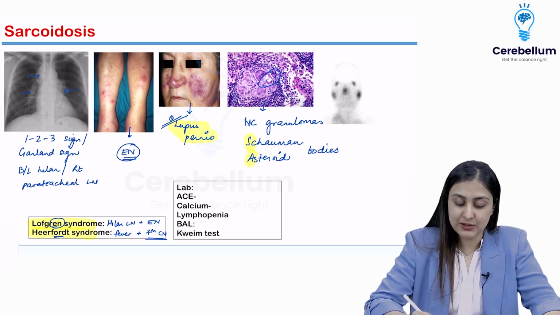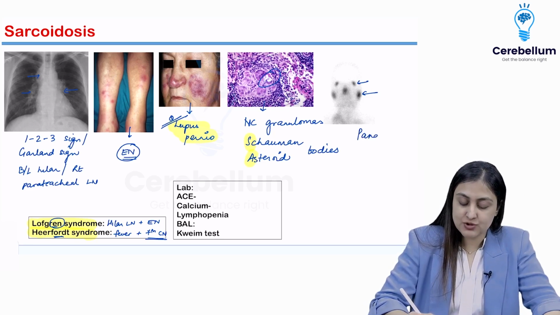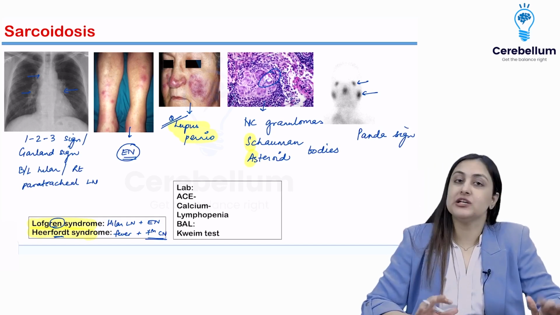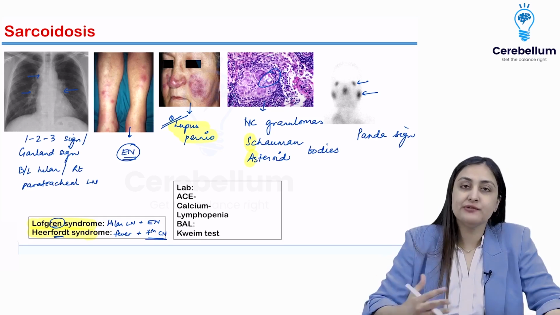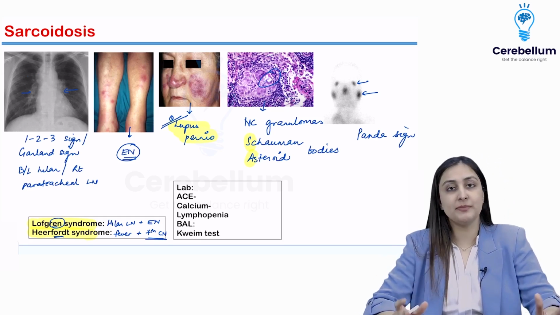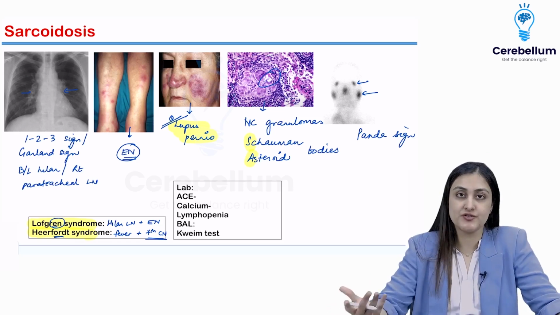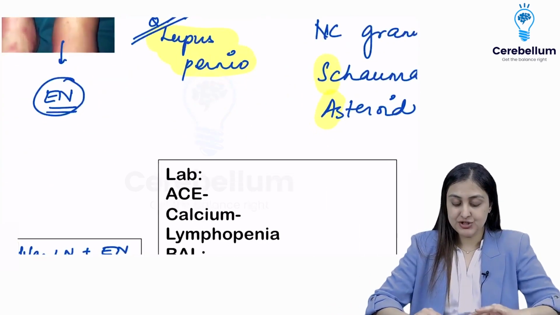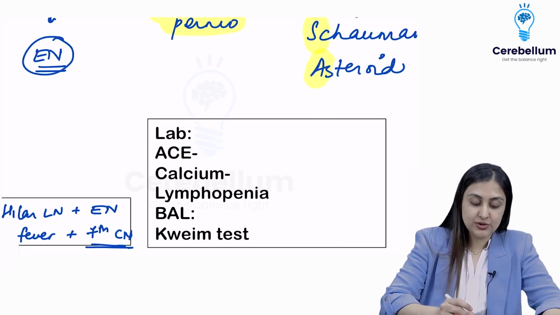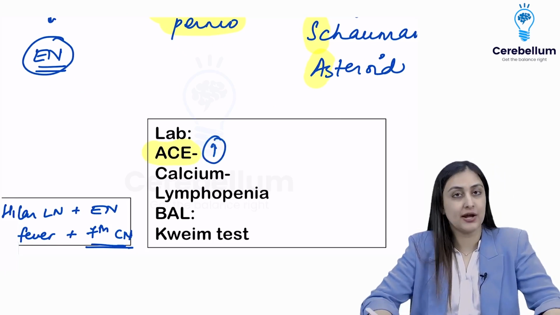On a gallium scan, you can have uptake in the parotid and the lacrimal glands, giving rise to this panda sign. Okay, so here you're going to be given a history of a young female who has fever, cough. On the X-ray, they can show you hilar lymph node enlargement. On the basis of this, you can have a lot of differentials. The most important is going to be tuberculosis, right? But what will clinch your diagnosis are these lab features which will be given to you in the question. So if they mention that the ACE values are raised, that's a clincher, that's sarcoid for you.